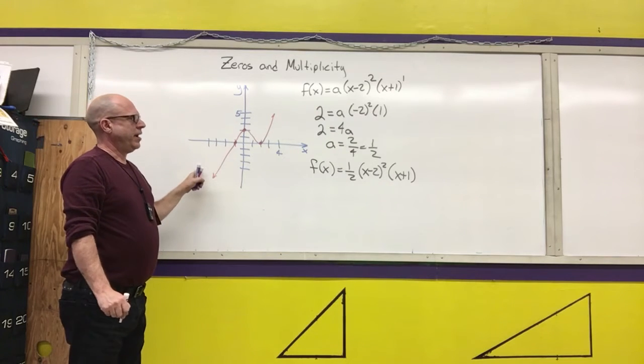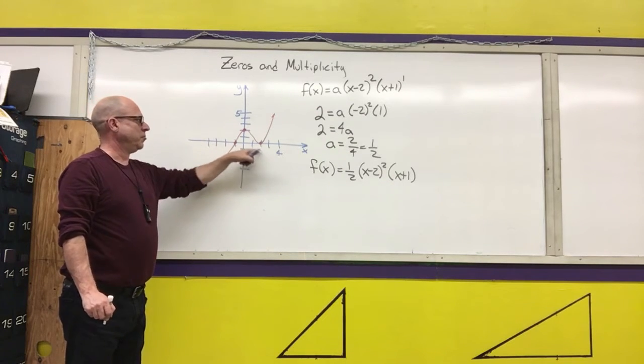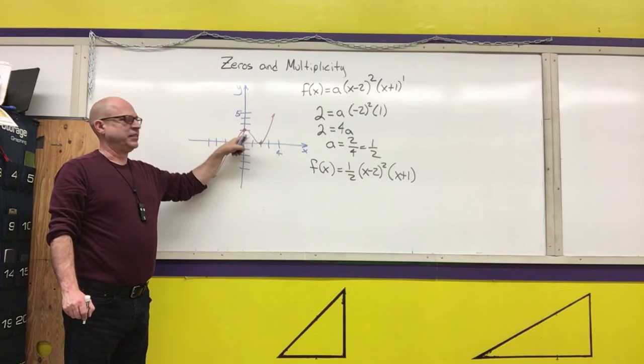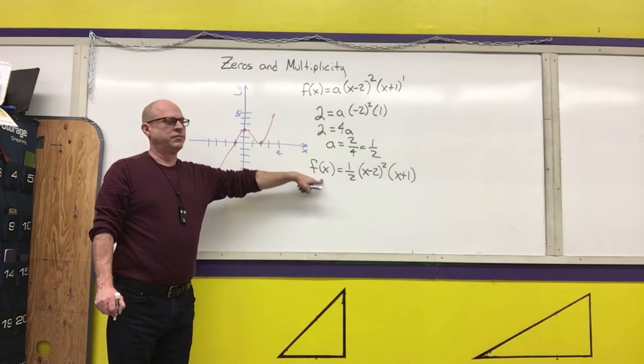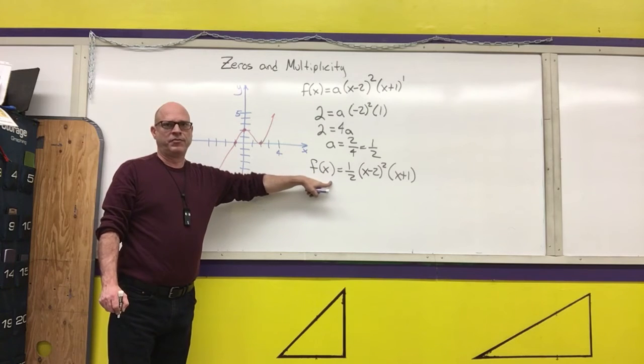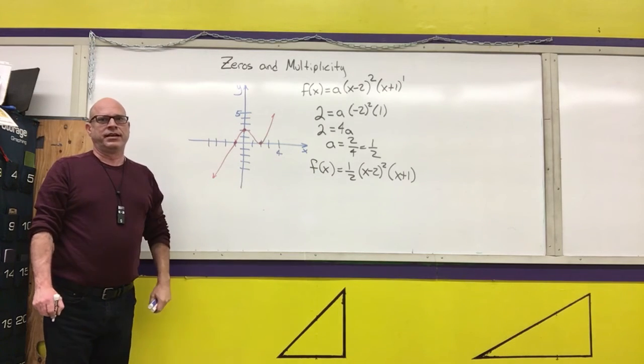So if you are given the graph with your zeros and at least one point that is not a 0, you can write it in factored form. Or if you're given it in factored form, you can approximate the sketch of a graph.